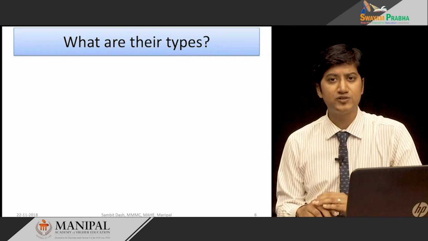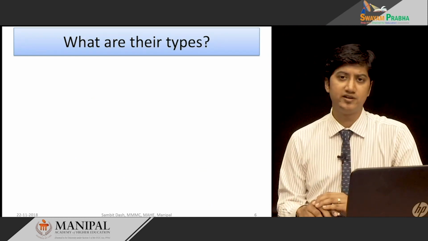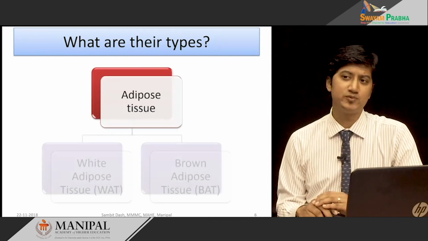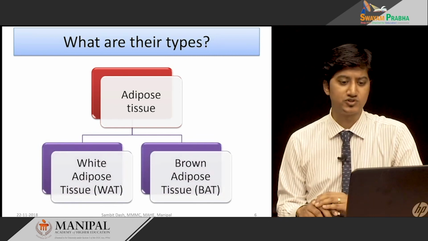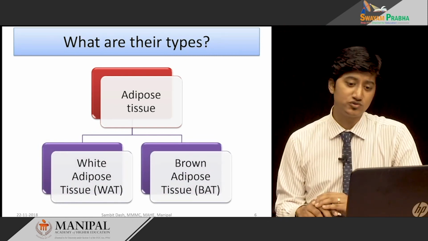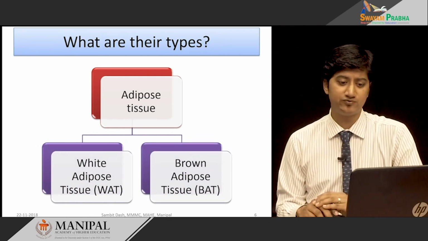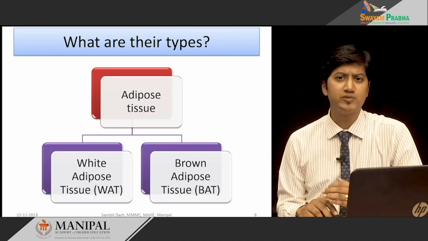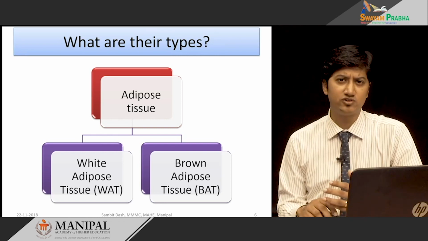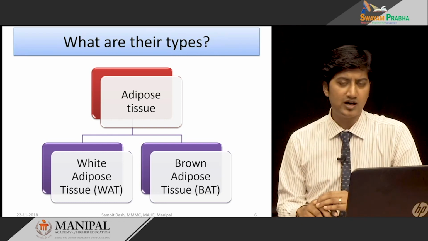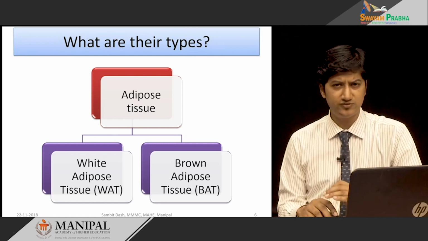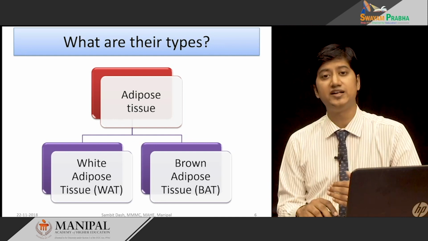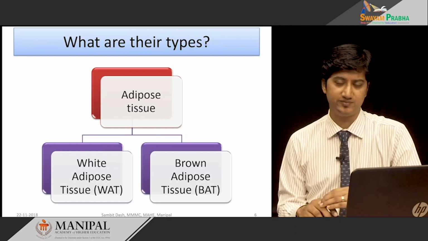So, what are the types of adipose tissue that are found? There are broadly two types of adipose tissue in mammals: the white adipose tissue and the brown adipose tissue. White adipose tissue is the most common and serves the functions mentioned above. The brown adipose tissue, which appears brown because of the large number of mitochondria found in it, is mainly found in children and to a very small extent in adults, and it functions in generating heat rather than energy.